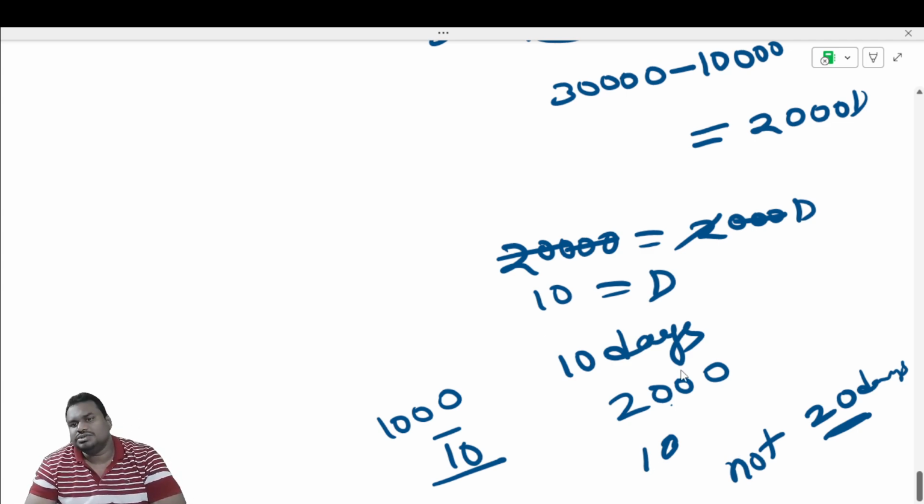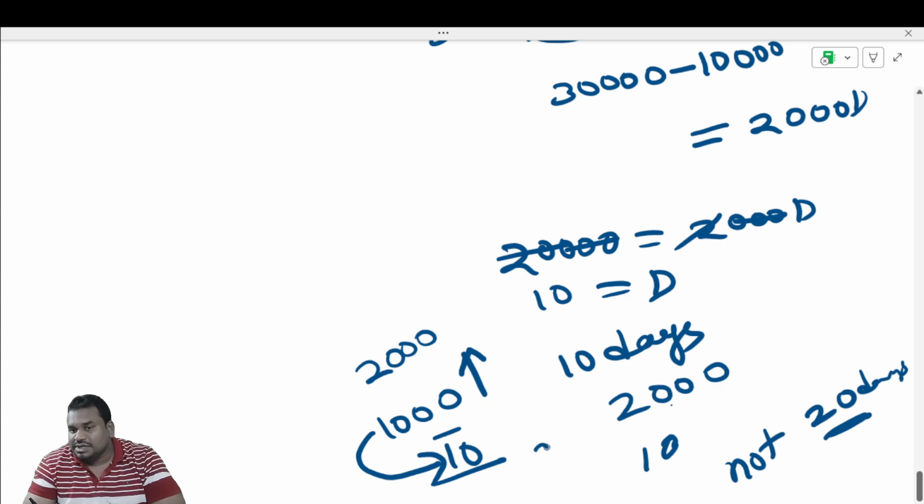So you don't have to do this much work. It's very simple. See, when 1,000 are there, they are eating 10,000 worth of food for 10 days. So when I increase it to double, then it became twice. So when they ate for 10 days, how many days were remaining? 20 were remaining. So when I increase the amount to double, then the days will be decreased by half.